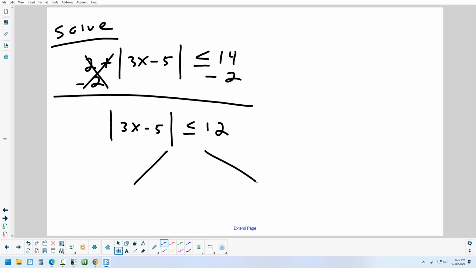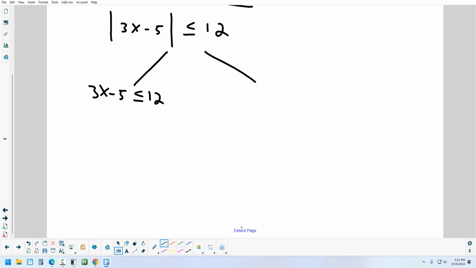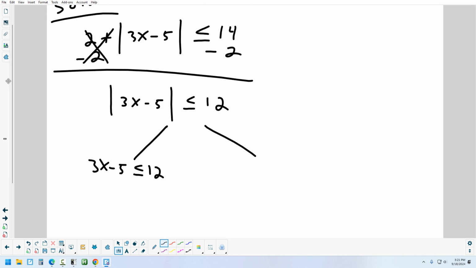Mad, can you give me the first inequality that it would split into? It would just be 3x minus 5 is less than or equal to 12. Yep, same inequality, just get rid of the bars. And now the second one, we got a little bit more we got to do. Clover, can you give me the second one? 3x minus 5 is greater than or equal to. I like the greater than or equal to, but what do we have to do with that number? Yeah, we have to make it the opposite.